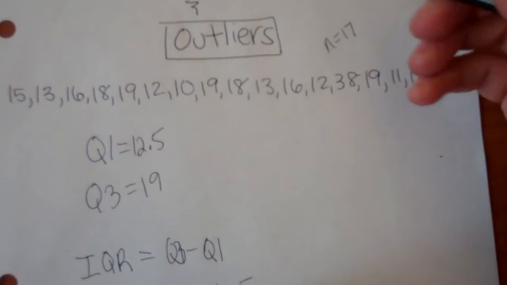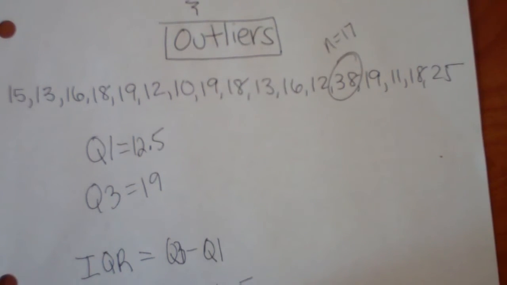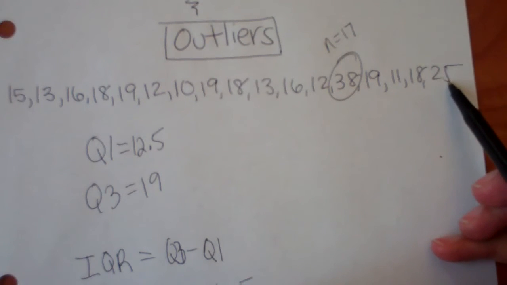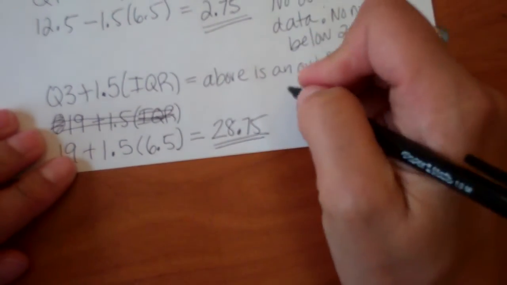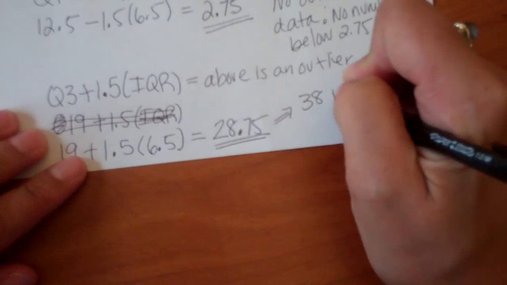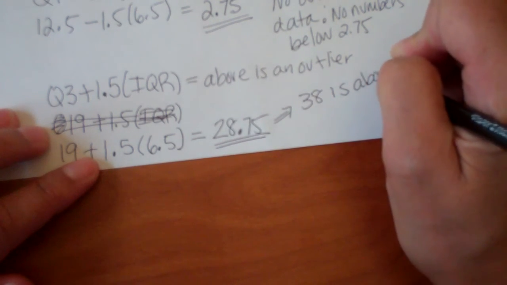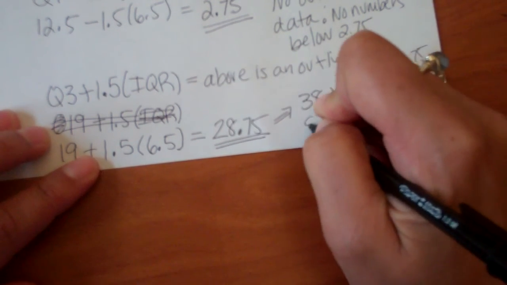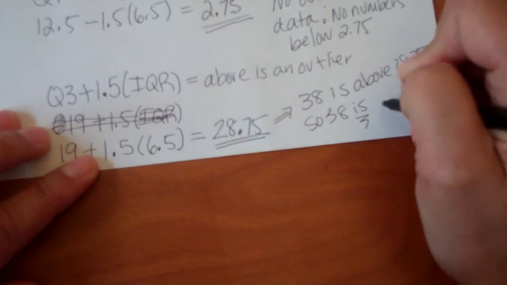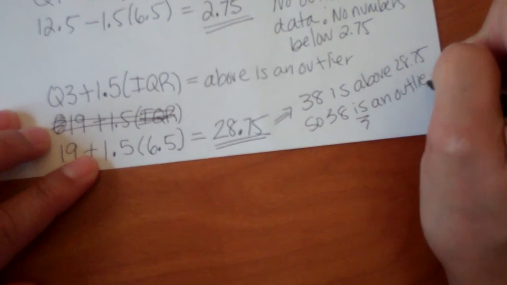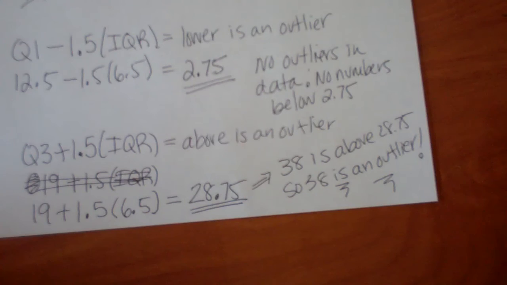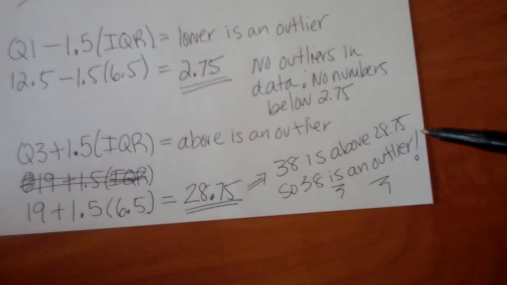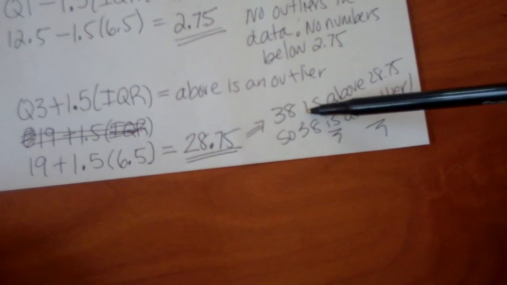So let's look. Go through and, oh, I'm going to hit that 38 as a definite outlier. We got 25, but that's not above 28.75. So let's go back down here, and now 38 is above 28.75. So 38 is an outlier. And we just proved our first outlier. So we do not have any below our quartile 1 minus 1.5 times our IQR, but we do have one that's above, which is going to be our 38.